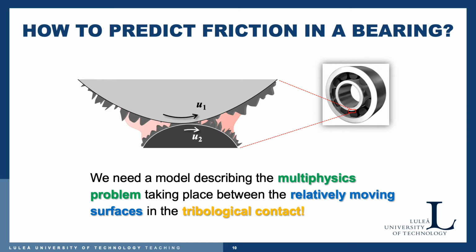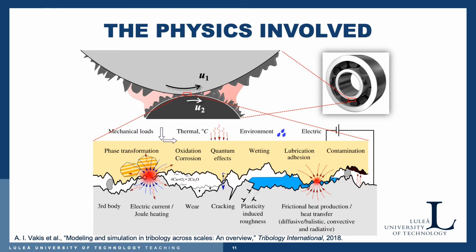And we all realize that we need a model which is of multi-physics nature and considers all the effects that are going on inside this interface. Here we see a schematic illustration of the physics involved, and the figure here is taken from the review paper by Antonis Vakis et al. And there were many of us. I was one of them, but I think we were in total about 20 authors of this paper.